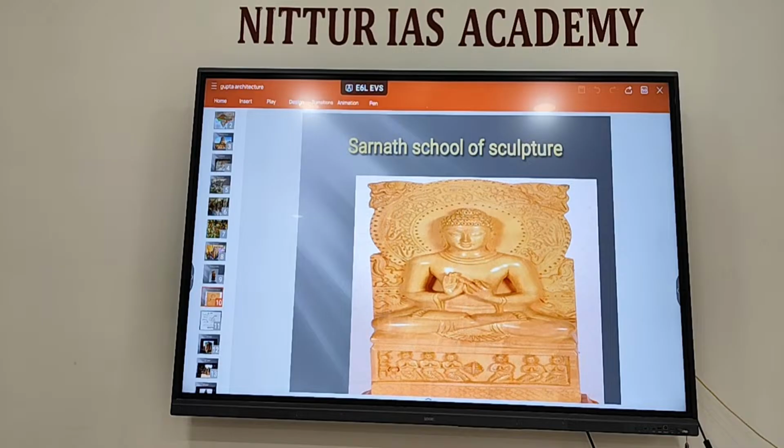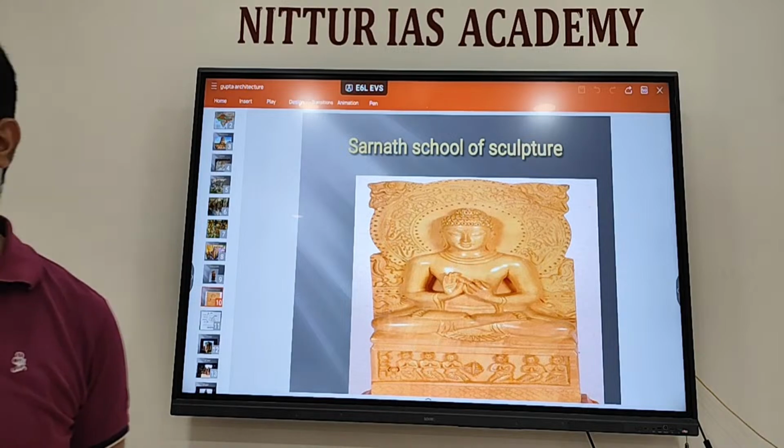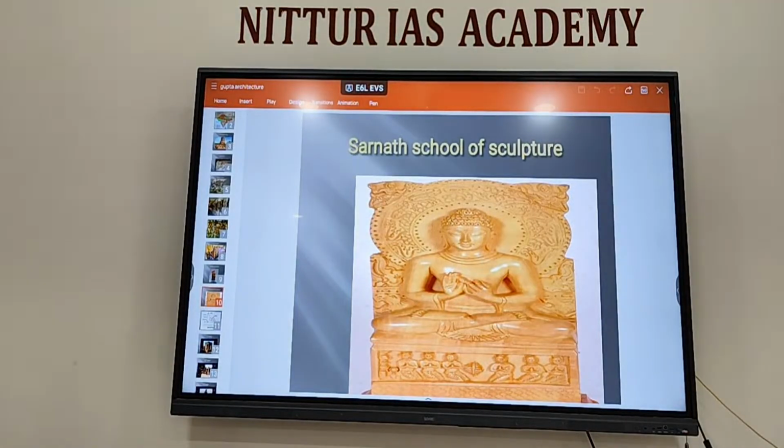The main features of this school of sculptures are, point number one, usage of cream colored sandstone. Point number two.